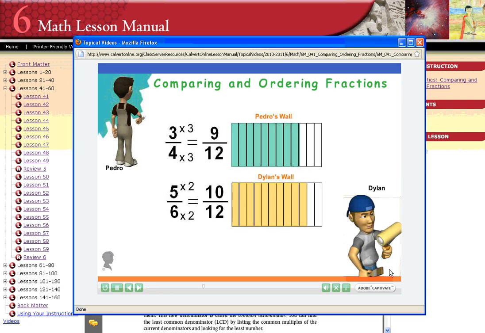Let's take a moment to examine this problem a little more carefully. What do you notice about the relationship between the denominators of the original fractions and the denominator of the new fractions? 12 is a multiple of both 4 and 6. That means that it is a common multiple. In fact, it is the least common multiple of 4 and 6. Now you can see how finding the least common multiple can be helpful in working with fractions. Click Next.